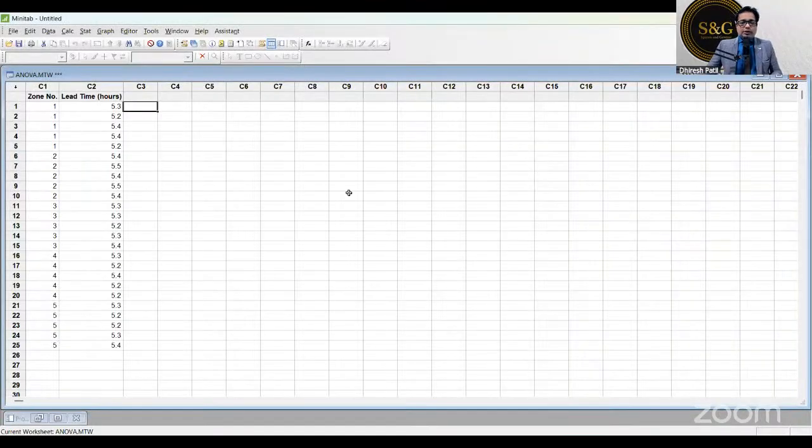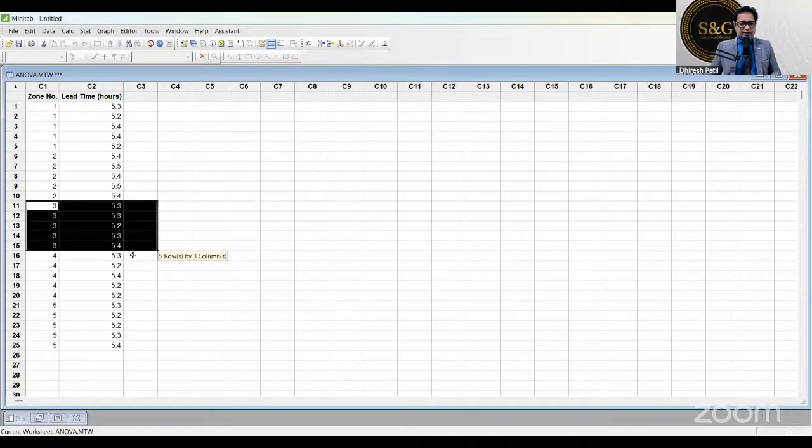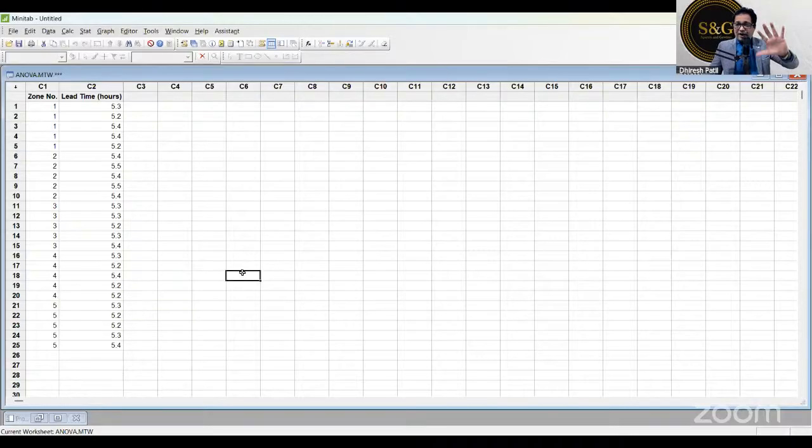Just open the file. Once it is done, please let me know. Meanwhile, as you are opening the file, let me explain the scenario of the data here. So there are 5 zones here, okay? Zone number 1, zone number 2, zone number 3, 4 and 5. In every zone, there are 5 readings. So total 25 readings have been given.